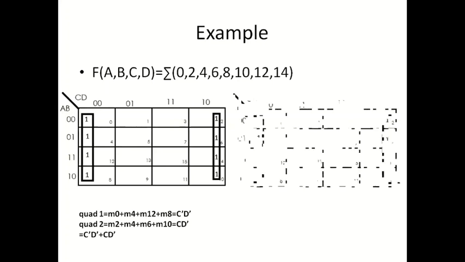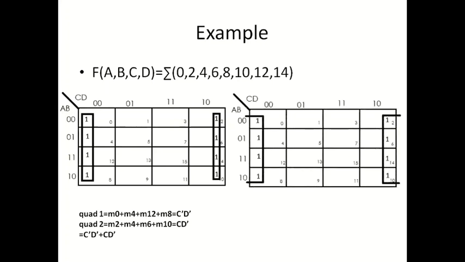Now see that another child is adopting a different method, and the child has grouped these 8 ones together to make an octet. So if it is making an octet, then you can see here this octet can be reduced directly to D complement. So here this D complement is the simplest form.